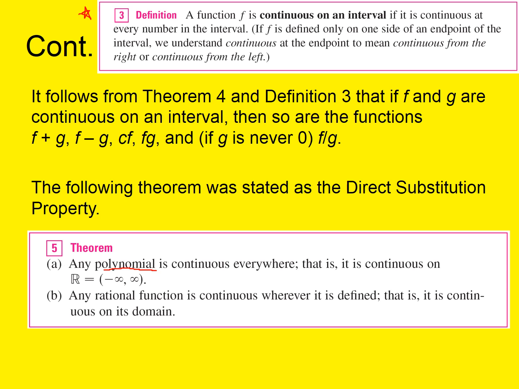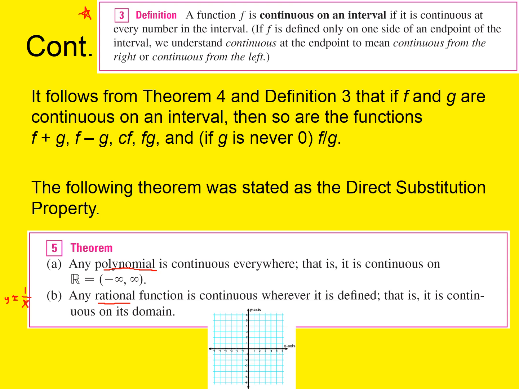Any rational function is continuous wherever it is defined. Okay, so you've got a rational function, that is a fractional function. It is continuous on its domain. So, you know, a rational function, y equals 1 over x. Okay, it's going to be continuous on its domain, wherever it is defined. It's not continuous at 0. It's not defined at 0. Right? 1 over x is not defined at 0.